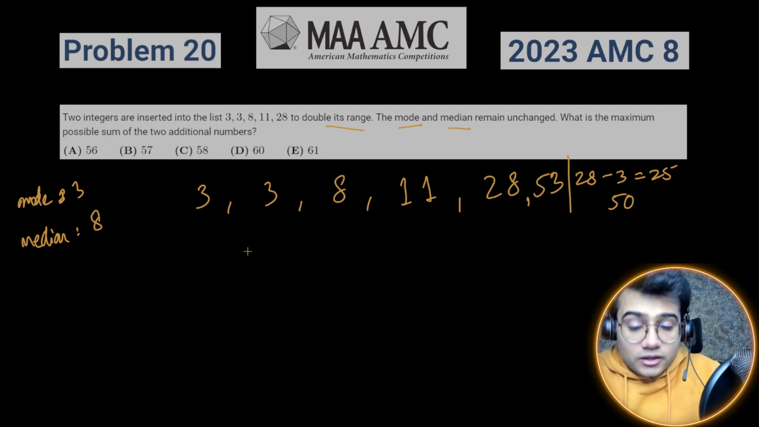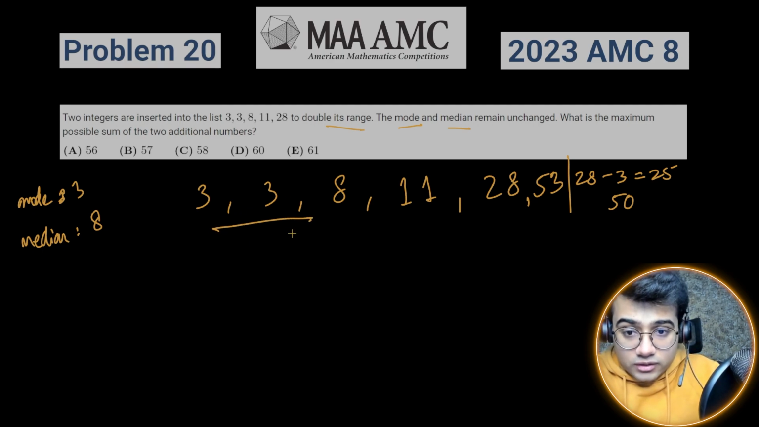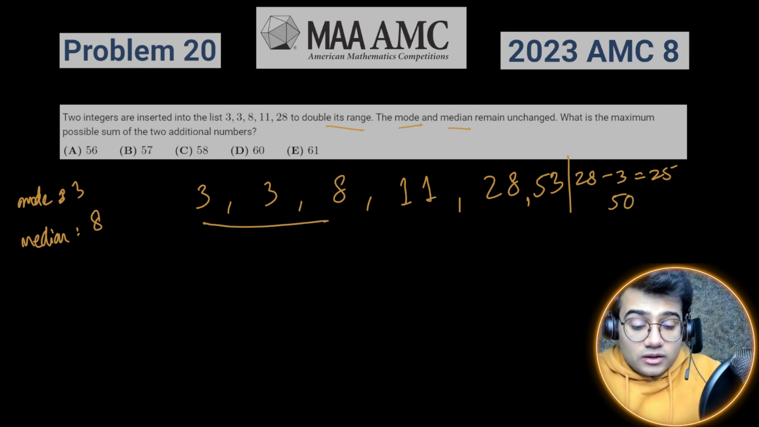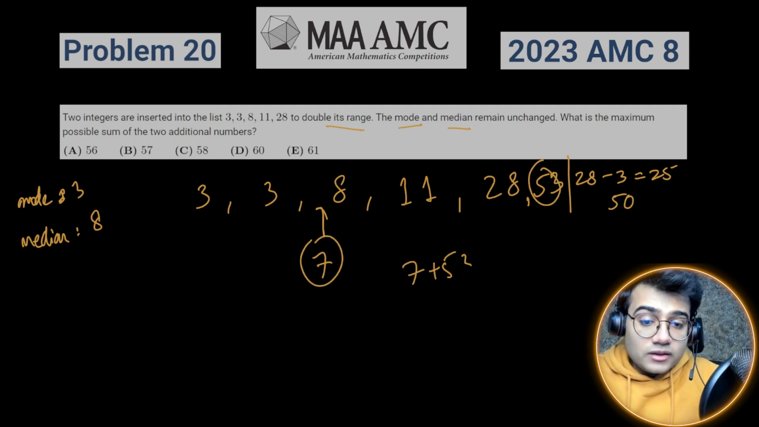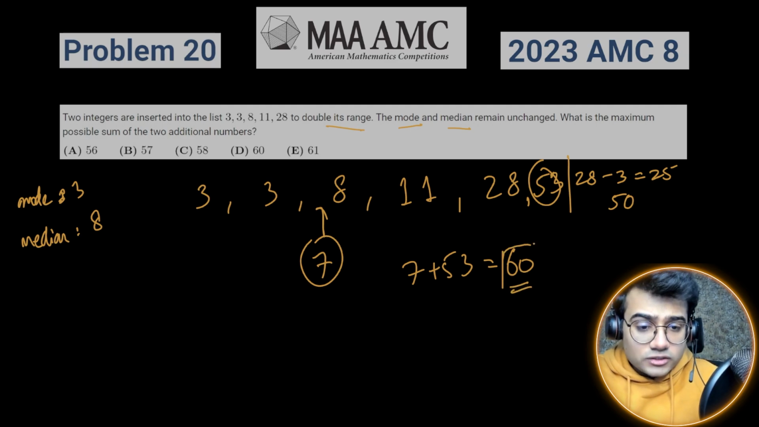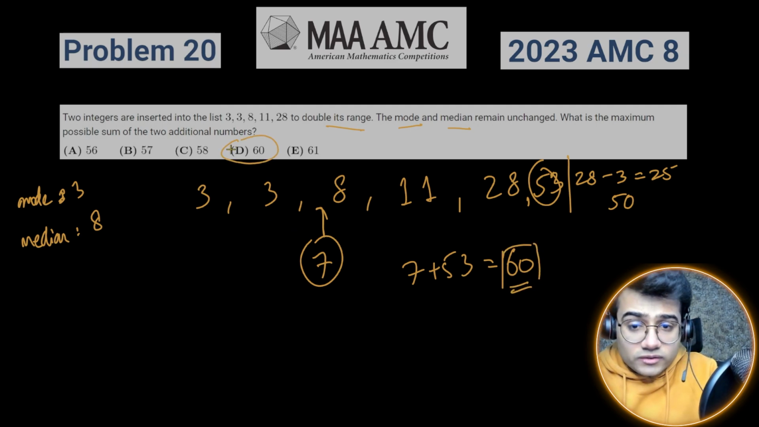But then the other one has to be here. So what is the maximum possible number we can have to the left side of 8? Well, that has to be 7. So 7 plus 53 gives us 60, and that is the maximum possible we can have. So that's the answer choice D.